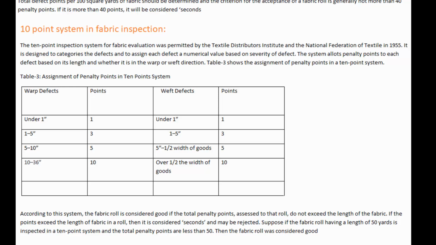According to this system, the fabric roll is considered good if the total penalty points assessed to that roll do not exceed the length of the fabric. If the points exceed the length of fabric in a roll, then it is considered seconds and may be rejected. Suppose if the fabric roll having a length of 50 yards is inspected in a 10-point system and the total penalty points are less than 50, then the fabric roll was considered good.